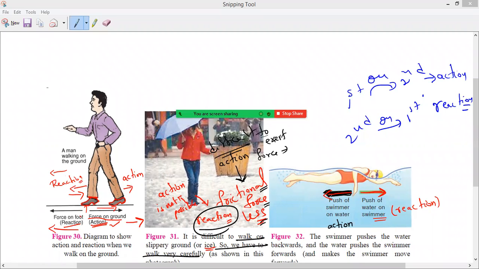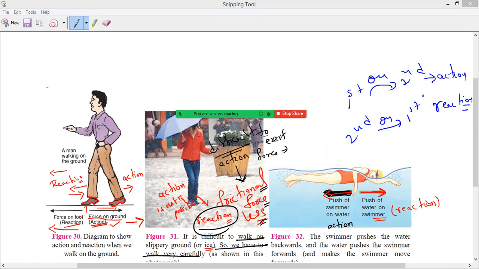Is it okay, guys? So this is what you can make. We have so many examples. Even with a gun, when we fire the bullet, the gun will come back and hit your shoulder. In the same way rockets, boats and ships, hose pipes, and even a horse pulling a cart are all examples illustrating Newton's third law.